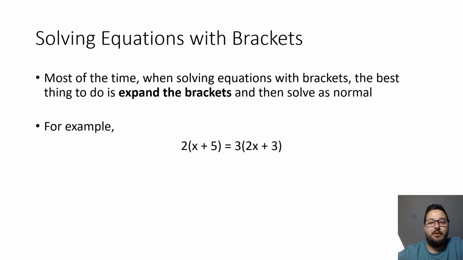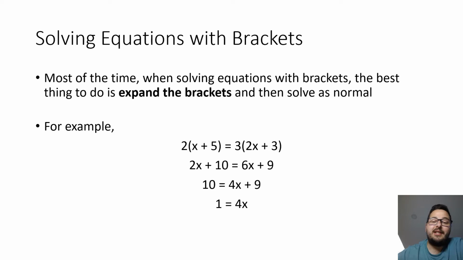So for example, 2 brackets x plus 5 equals 3 brackets 2x plus 3. Let's just expand those brackets out. So the left hand side is going to become 2x plus 10 and the right hand side is going to become 6x plus 9. Then we can use what we did on the previous video, get the x's onto the same side. So we get that 10 equals 4x plus 9, so we've just taken away 2x from both sides. Then we take away the 9, so you get 4x is 1, divide by 4, x is a quarter.